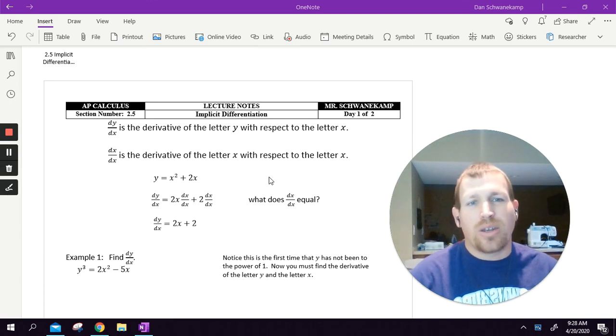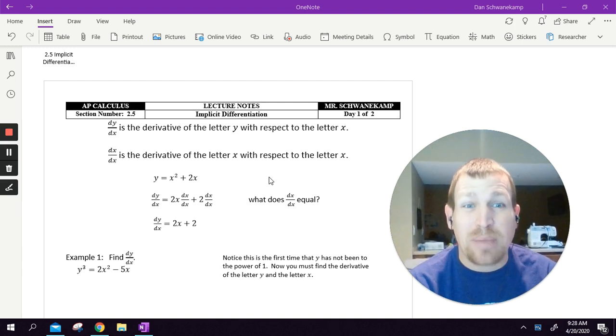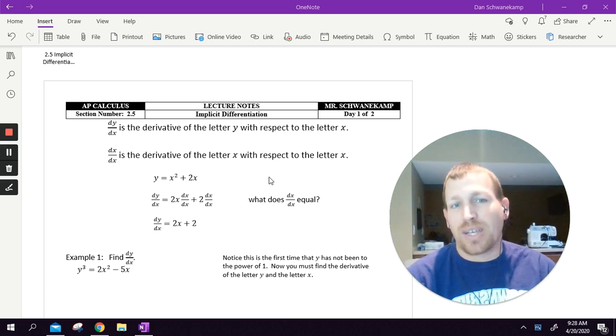We are working on our last chapter today. We have a shorter chapter. This is chapter 2b. I refer to chapter 2b as fancy derivatives. We've learned how to do derivatives. Now we're doing fancy derivatives.